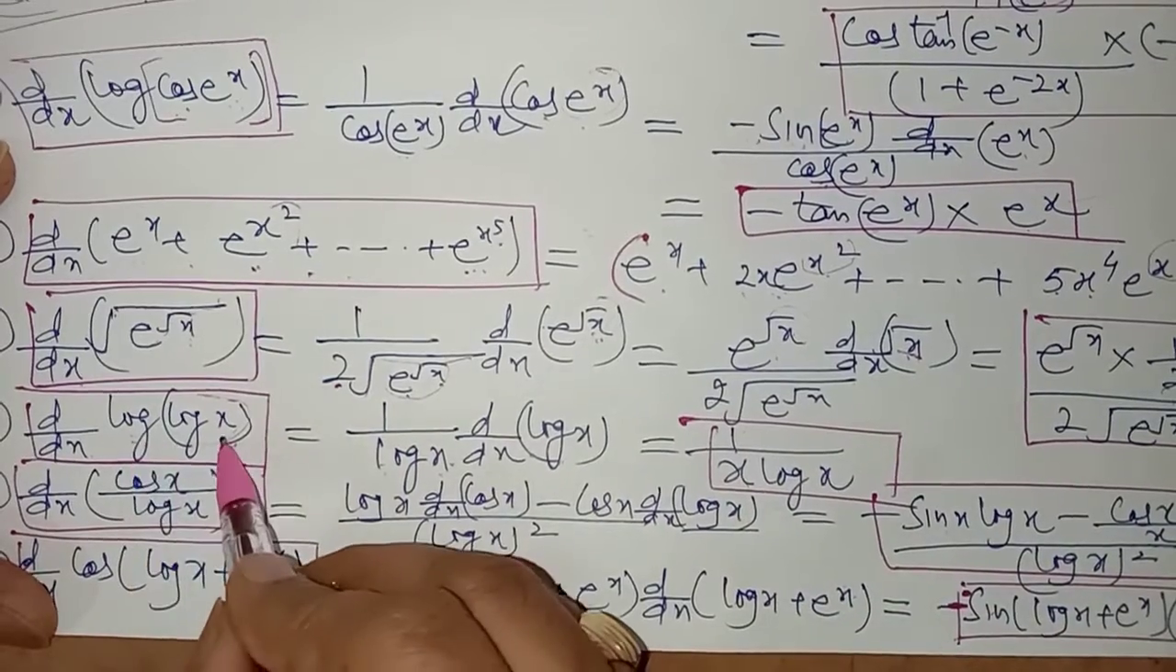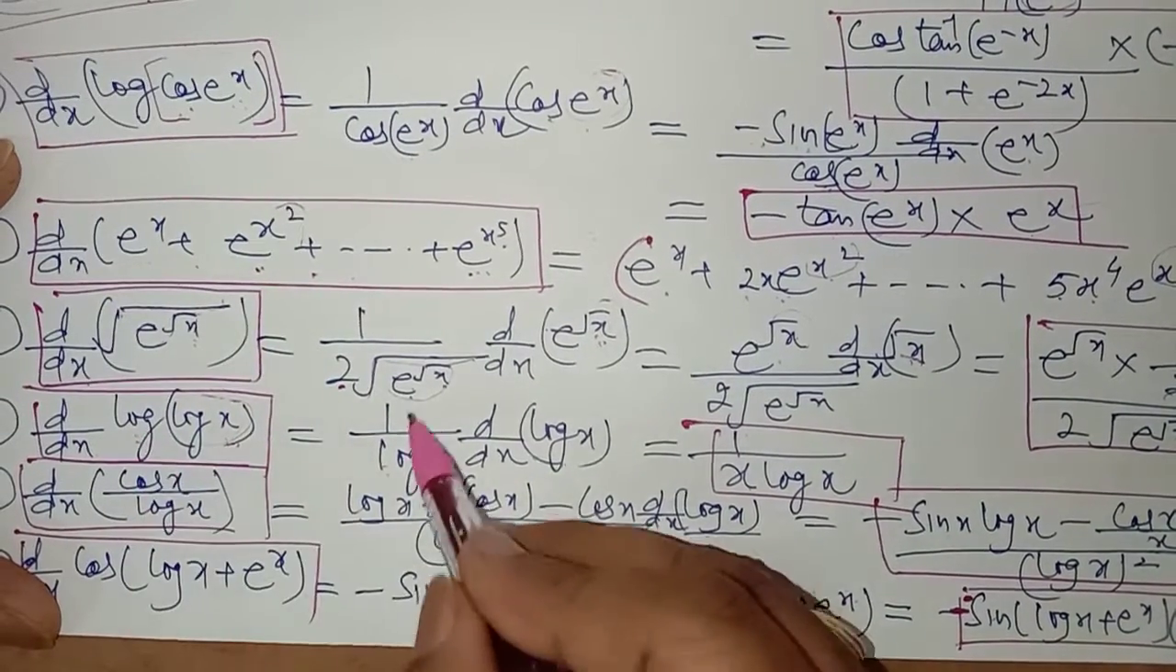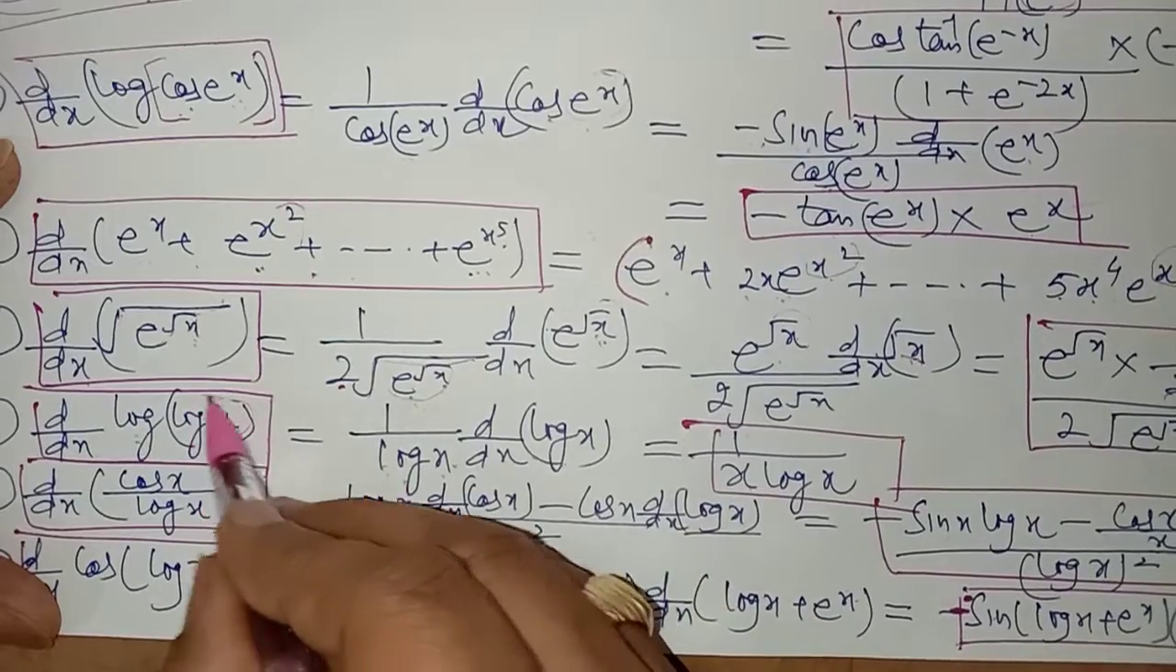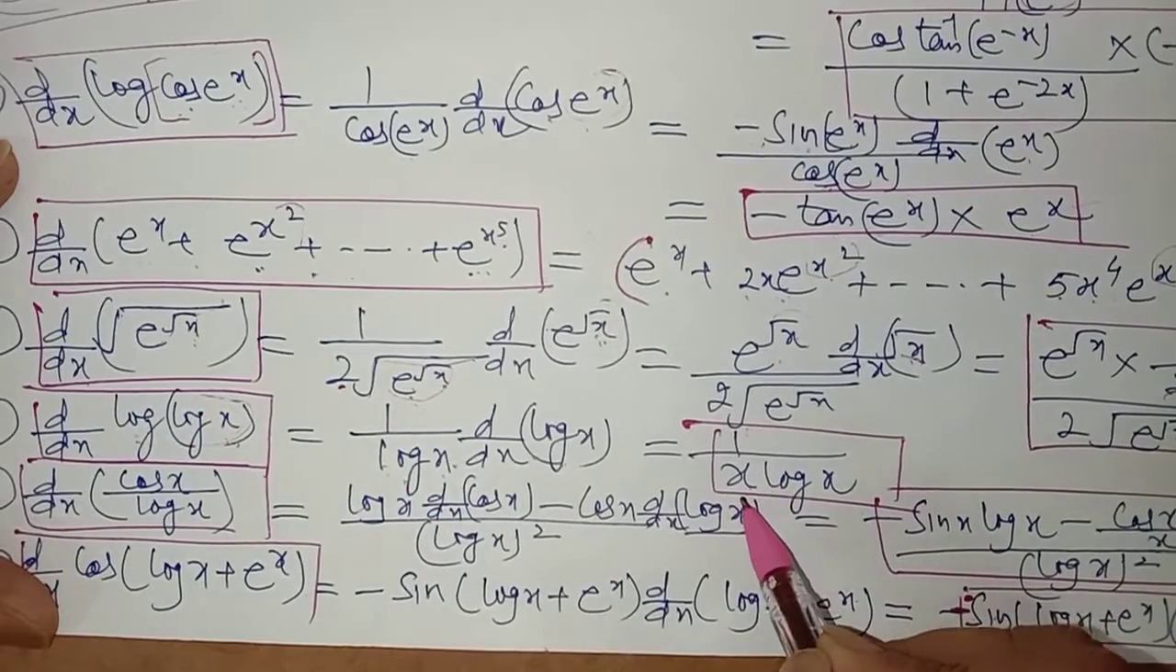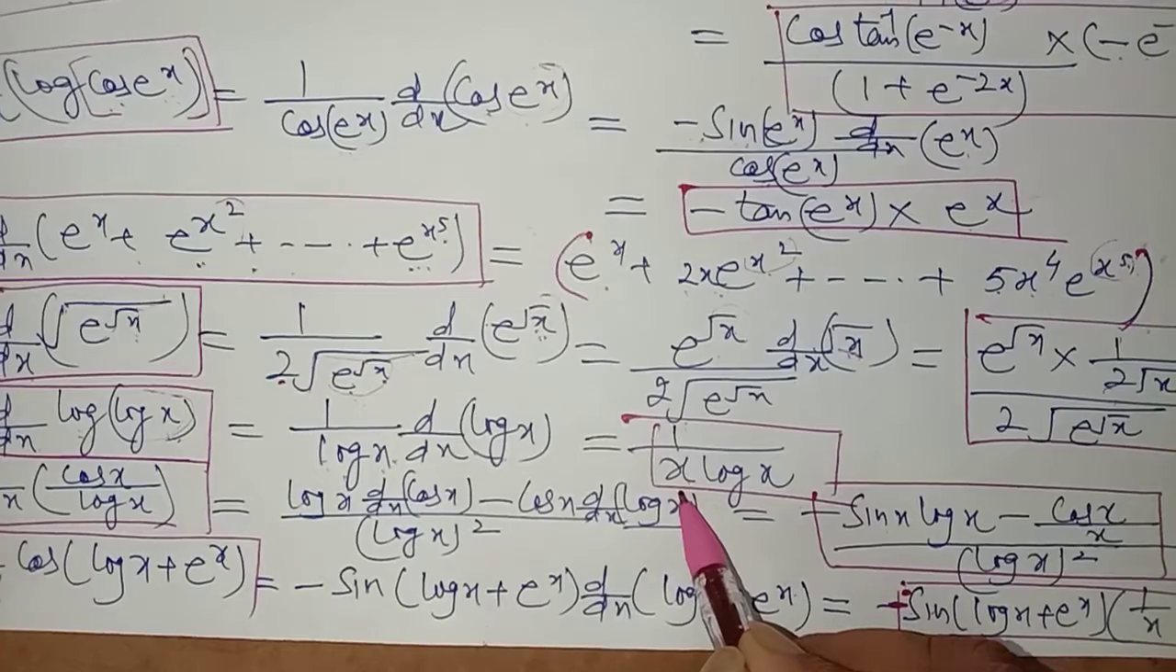Composite function of log and log x. First of all, differentiate log, which is equal to 1 upon log x. Multiply with the derivative of log x, which is equal to 1 upon x. And we are doing it by the direct method.